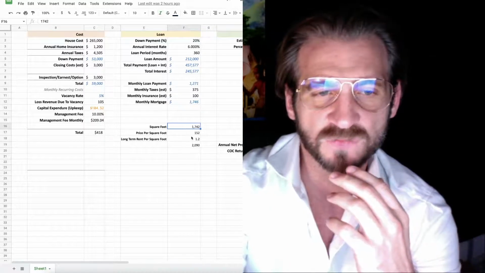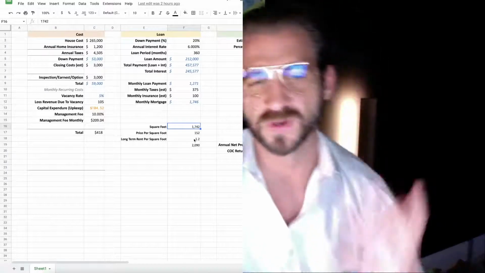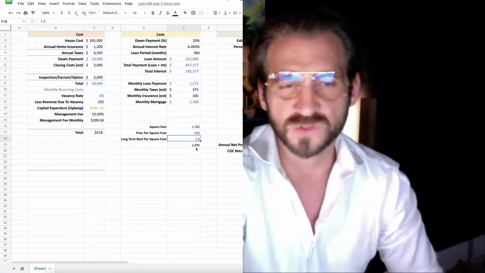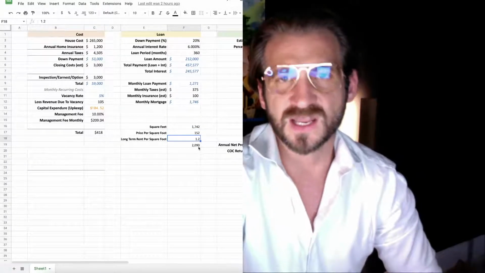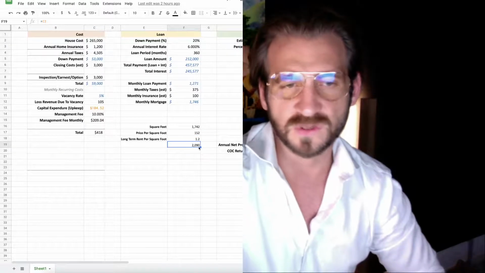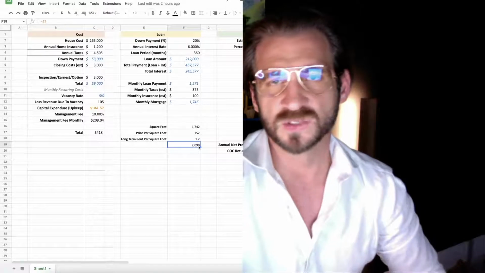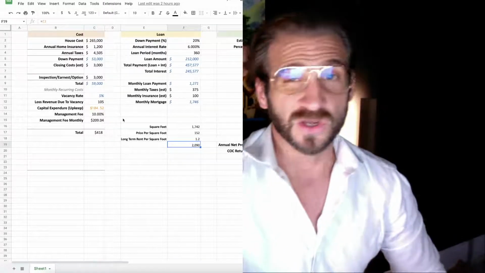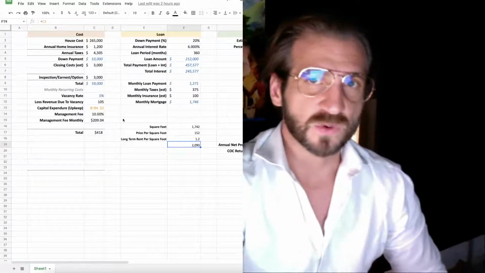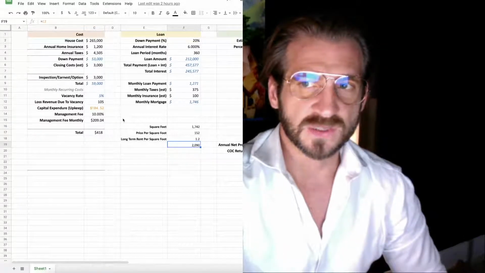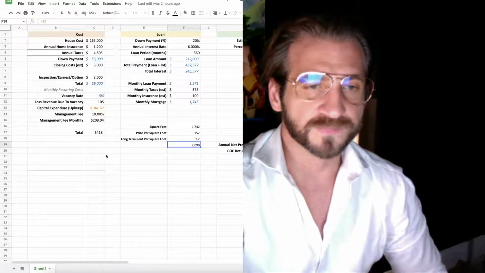Here's the square footage and the price per square foot to the rental price per square foot, which I have at 1.2, which gives me $2,090 a month for a rental. And based on the other rentals in the area that I've seen that have been recently rented, that's totally reasonable. You could go a little higher, but just because I don't want to mislead anybody, that's a reasonable number.